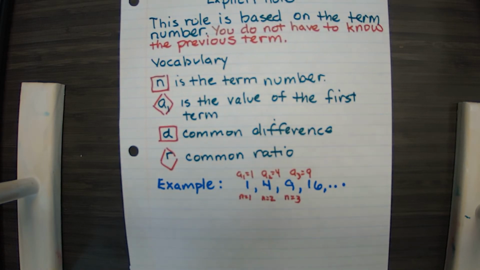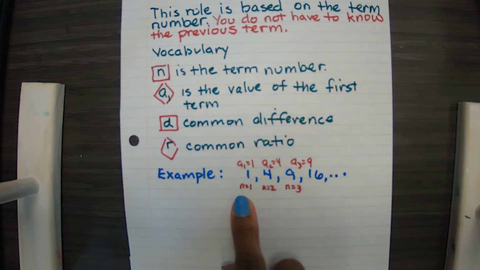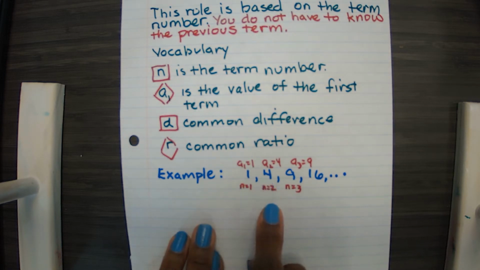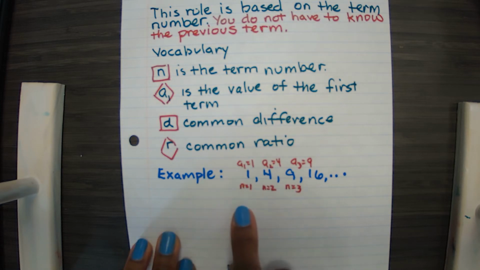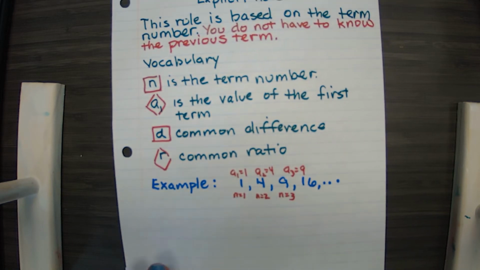An example. Now this is not arithmetic and it's not geometric. As a matter of fact, this is a quadratic sequence. But n equals 1, that's your first term. N equals 2 means our second term. N equals 3 is our third term. A sub 1 is the value of term 1, and that's 1. A sub 2 is the value of term 2, and that's 4. A sub 3 is the value of term 3, which is 9. So that's a little bit on our vocabulary.